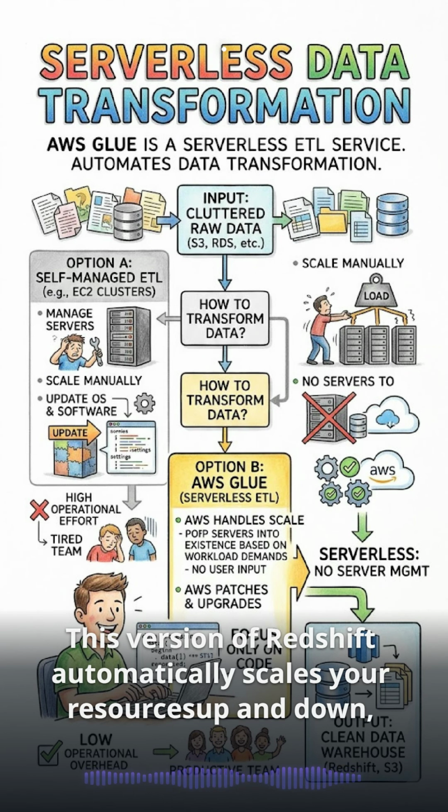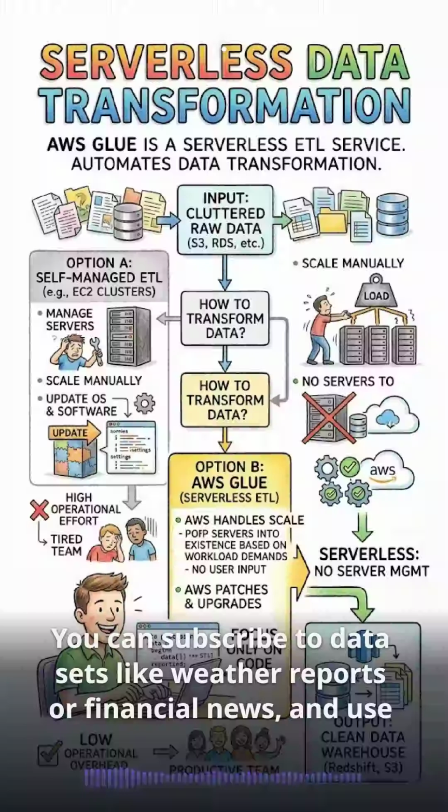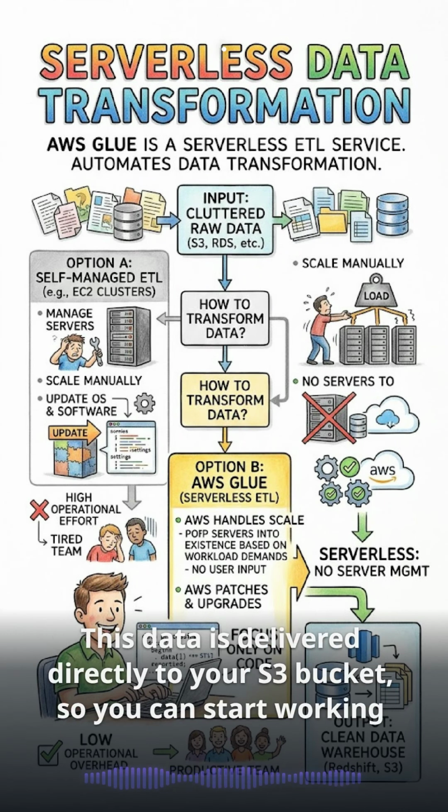AWS Data Exchange makes it easy for you to find and use data from third-party providers, safely. You can subscribe to data sets like weather reports or financial news, and use them in your models. This data is delivered directly to your S3 bucket, so you can start working on it right away.